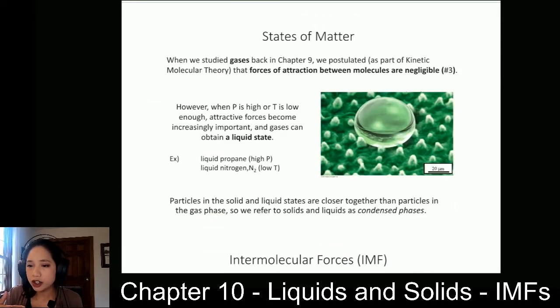Remember in Chapter 9 when we talked about gases, gas particles are far apart from one another. When we were talking about kinetic molecular theory, we said that the forces between molecules are negligible, unless we're talking about real gases.